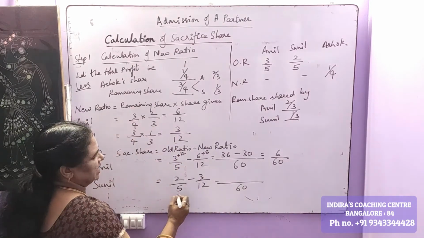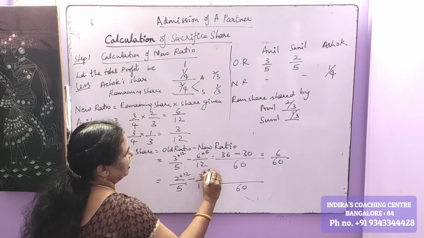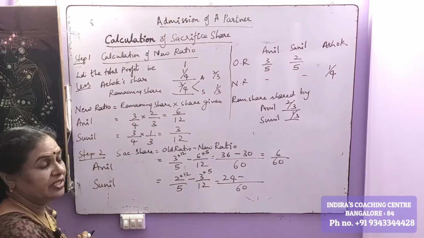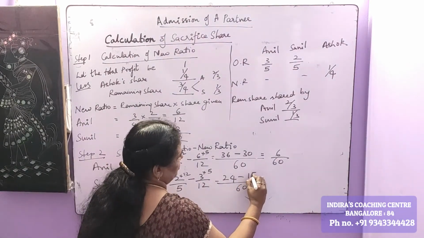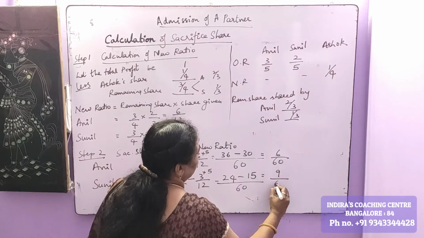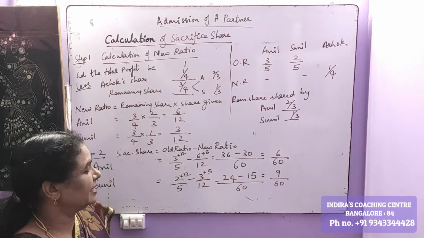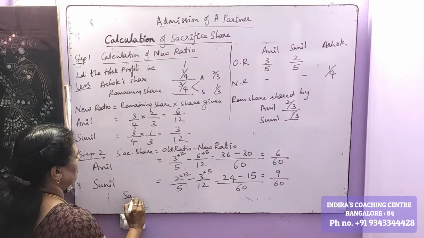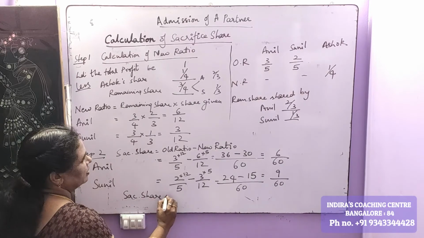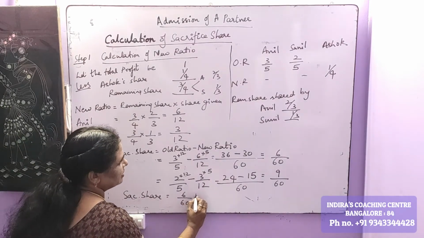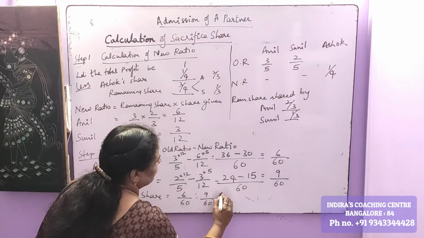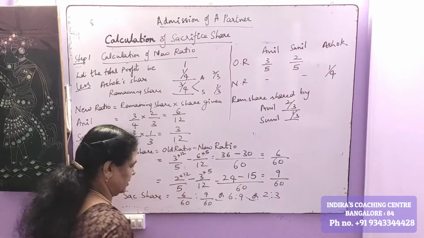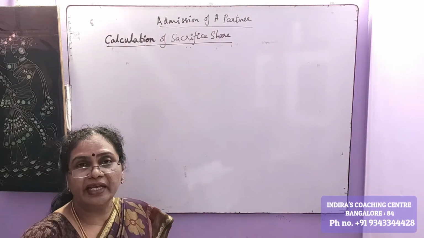LCM is 60, 12 twos are 24, minus 15. You get the answer as 9 by 60. Sacrifice share is equal to 6 by 60 is to 9 by 60, or 6 is to 9, or 2 is to 3. We'll take up another possibility.